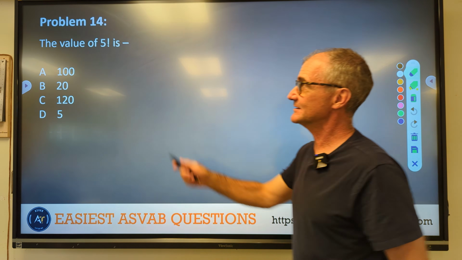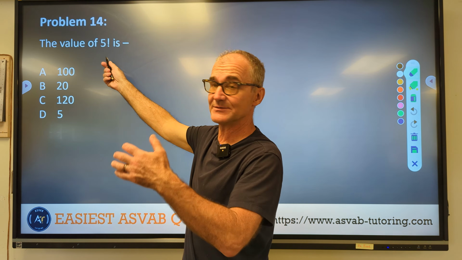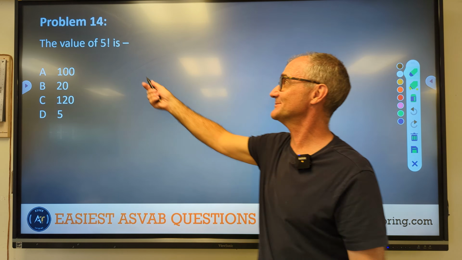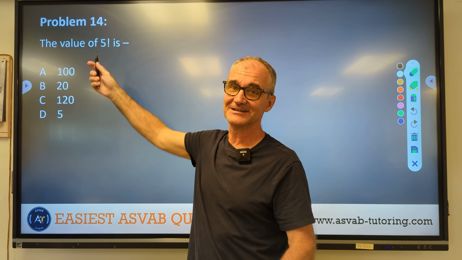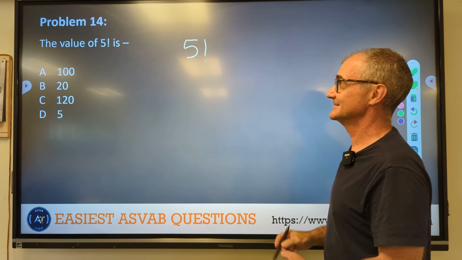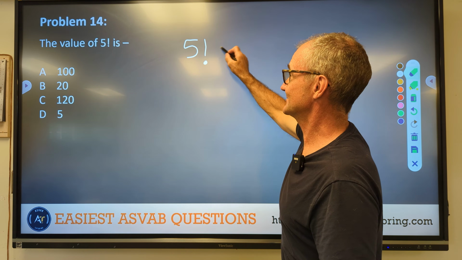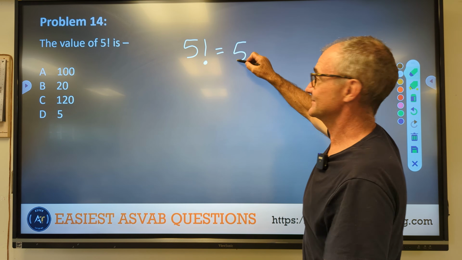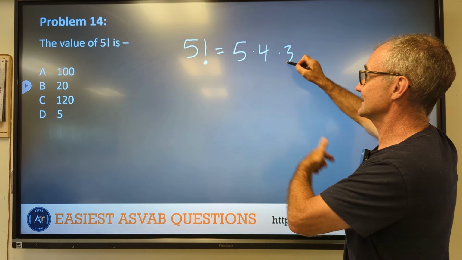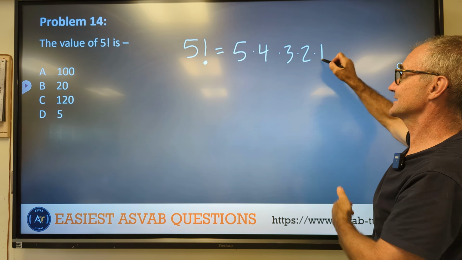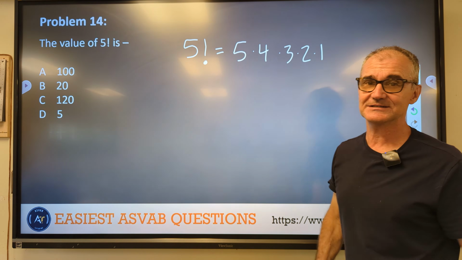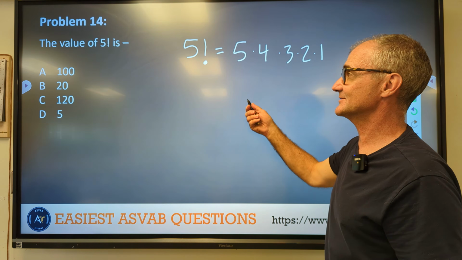Problem number 14, the value of 5, exclamation point. That doesn't mean 5. You don't have to yell 5. It's not an English thing. It's a math thing, and it's called a factorial. If you have 5 factorial, the exclamation point is a factorial, it's going to be equal to 5 times the next number down, 4 times the next number down, 3 times the next number down, times 1. So you've got to multiply it all the way down like that. You use that a lot in probability and statistics. Again, it's called a factorial.